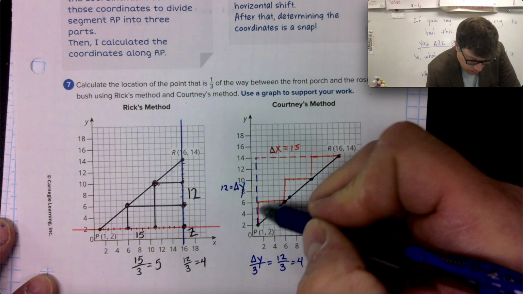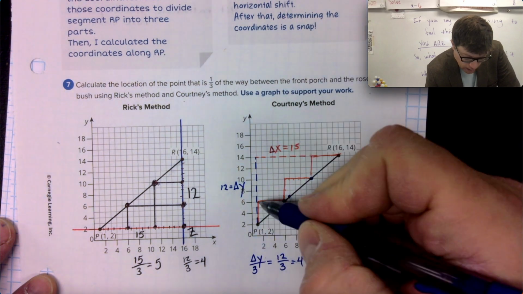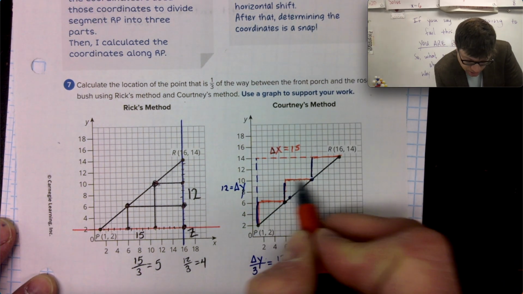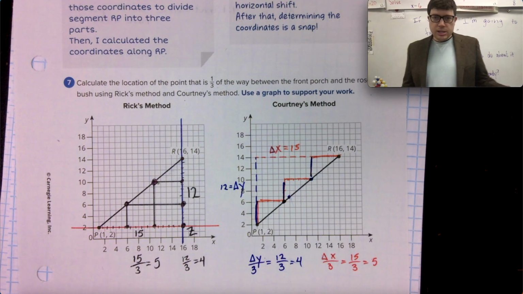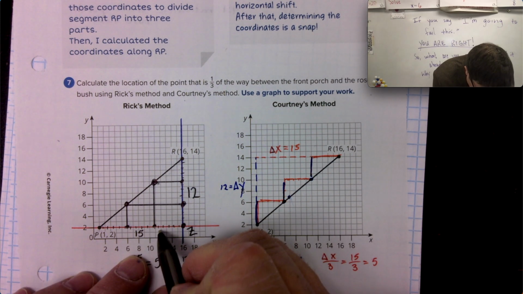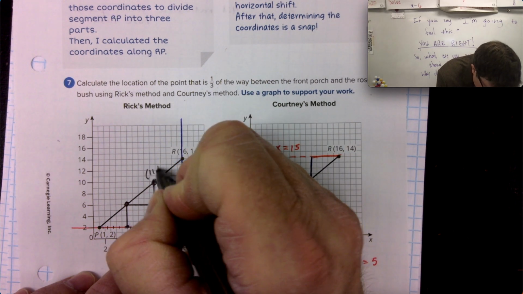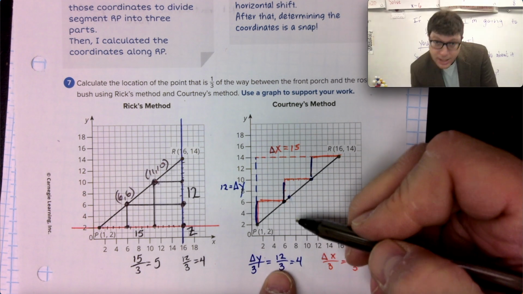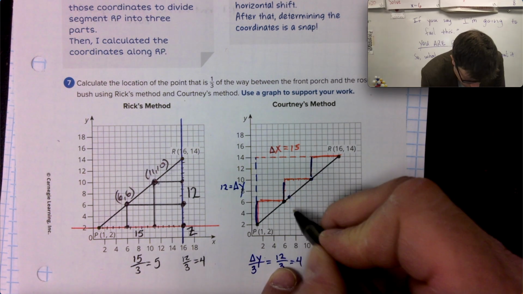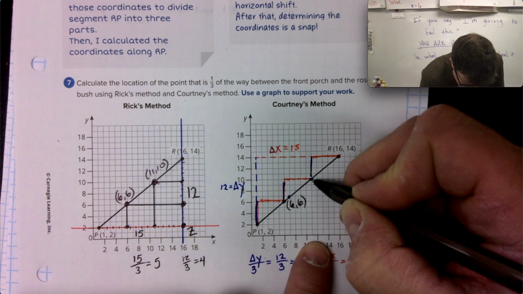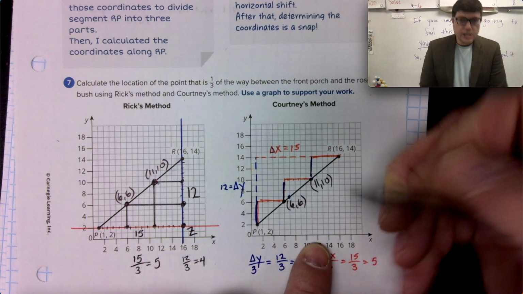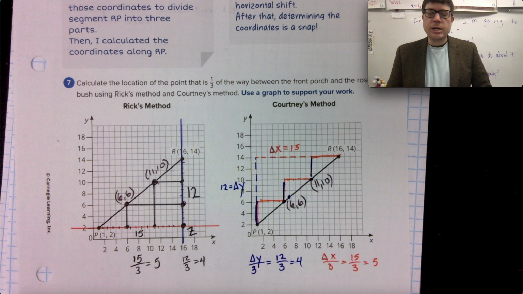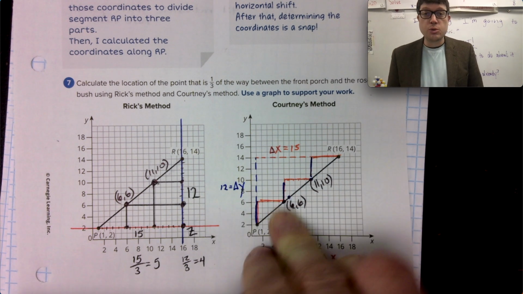We have our rise of 12 broken into 3 sections and our run of 15 broken into 3 sections, and it tells us really the same location. Look at this. This location here is at 11, 10. This one here is at 6, 6, and that's Rick's method. Courtney's method does, oh my gosh, the same thing. Does either of those methods work better than the other? It's all a matter of perspective and which one you prefer to use.